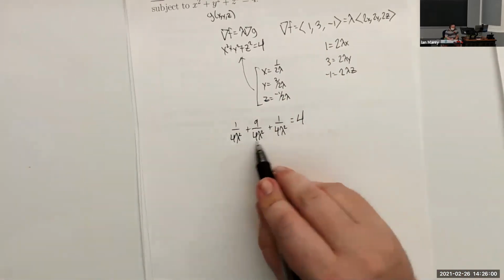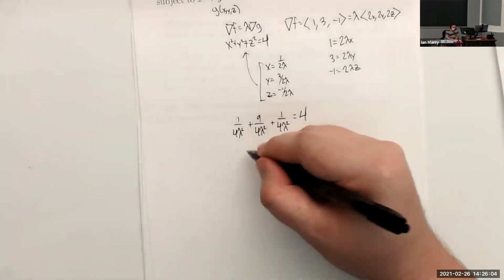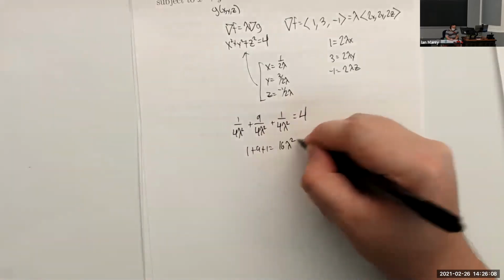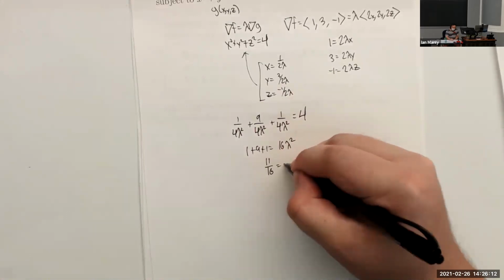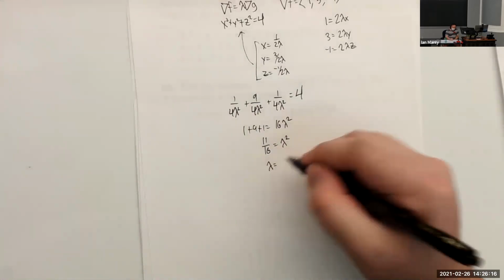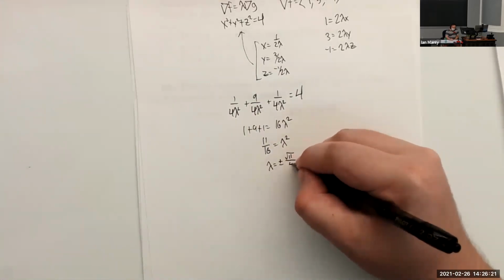All right, so I'm going to clear the denominators here. I'm going to multiply everything by 4 lambda squared. So I have 1 plus 9 plus 1 is 11 on the left, and 16 lambda squared on the right. So this gives me 11/16 is lambda squared, meaning lambda needs to be plus or minus the square root of 11 over 4. Very interesting number.